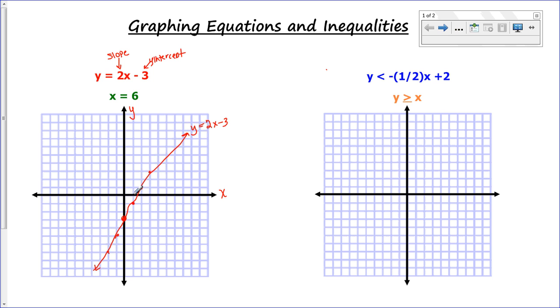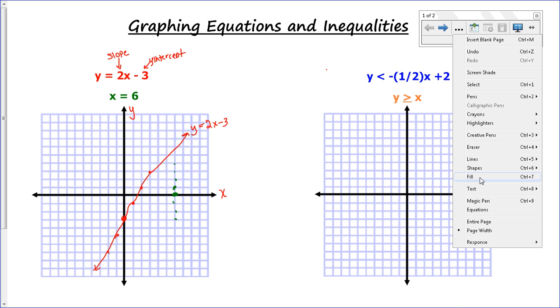Well, here's the x-axis. 1, 2, 3, 4, 5, 6. There's one point where x equals 6. Here's another point where x is 6. Another point, and more points. These are all points where x equals 6.